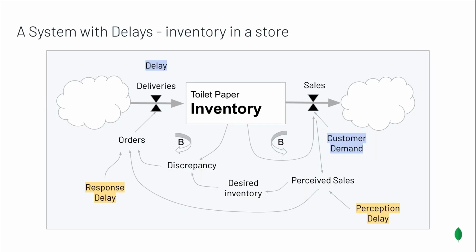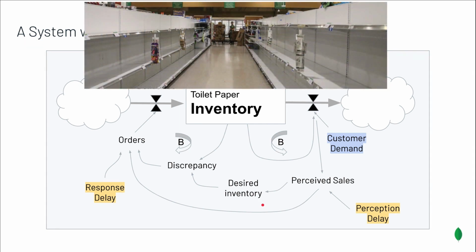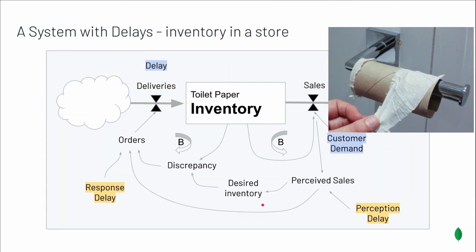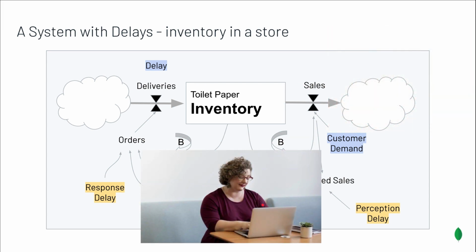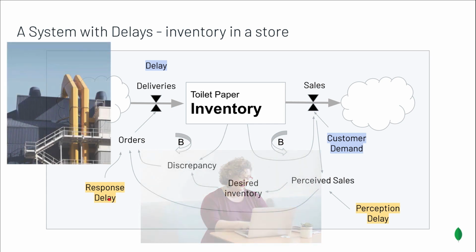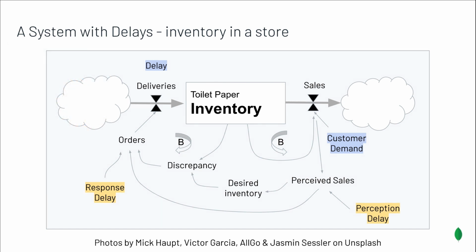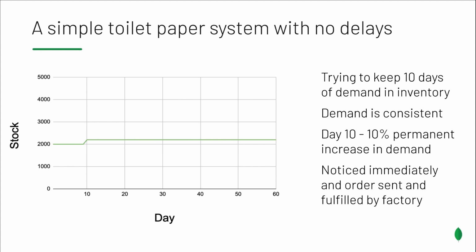Here we see a simpler system, in this case inventory in a store. We have a single stock, that is toilet paper. We have sales on the right-hand side and customer demand, which increases. We have a store manager who perceives the sales, but she perceives that with some delay, and she decides her response and she makes orders. She sends the orders to the factory, and then a number of days later, the factory delivers the toilet paper to the store. So first, let's look at the behavior of this system with no delays.